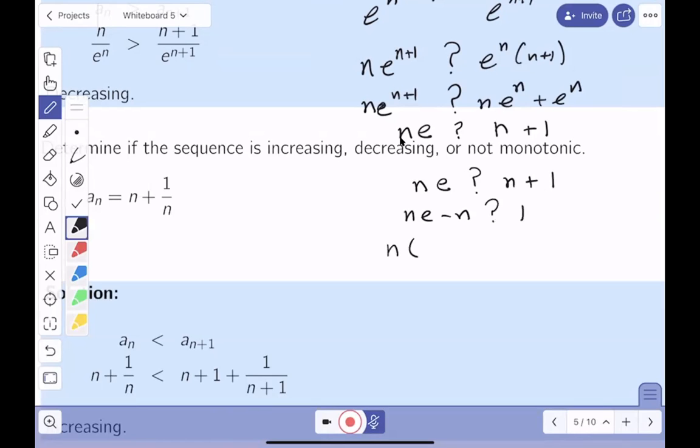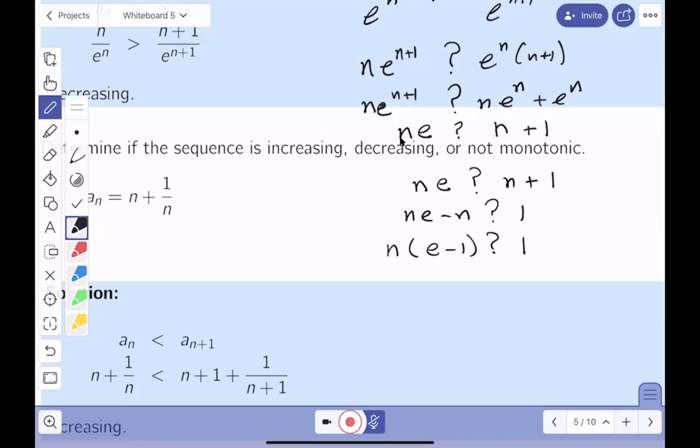Factor an n out, and I would get e minus 1. Well, I hope you realize that e minus 1 is bigger than 1. Would that be agreed? e minus 1 is bigger than 1, and n is going to be 1 or bigger. So this is clearly bigger. So I'm going to write that down now.